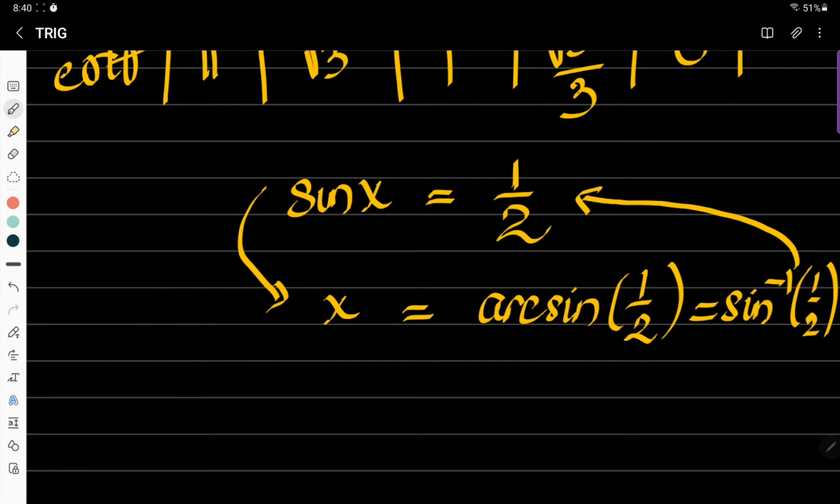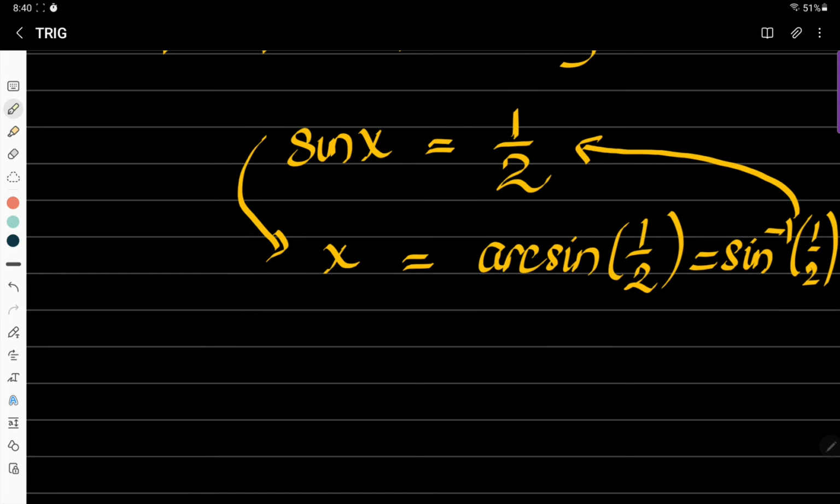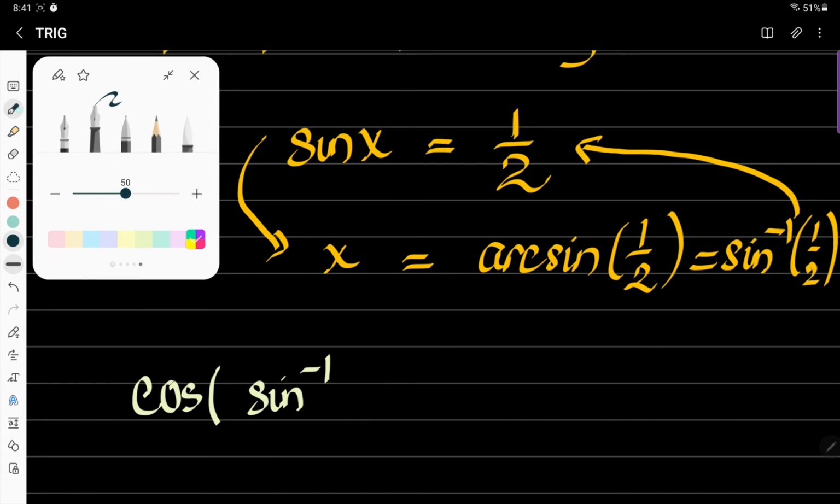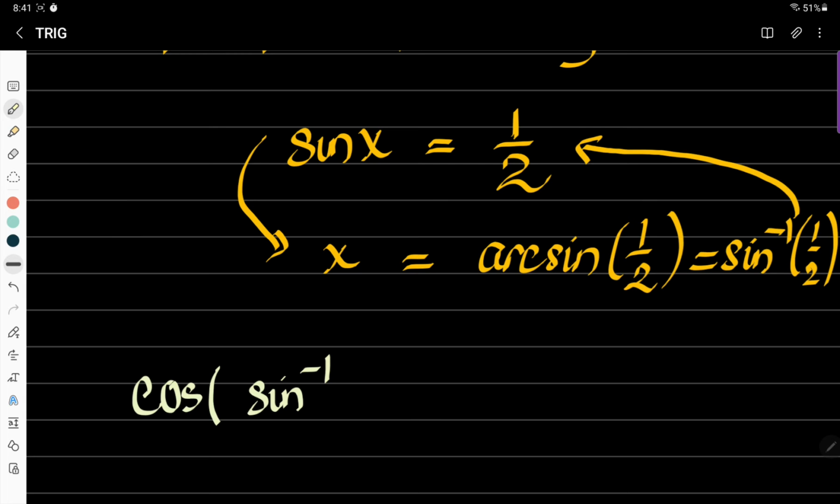Hey, can I borrow the question you did earlier, number 32? Yeah. All right, we do 32. This is what one of the students just asked me right now. We have cosine of inverse sine of negative 2 over 3. Not sure why the color changed, but we go back to our color.